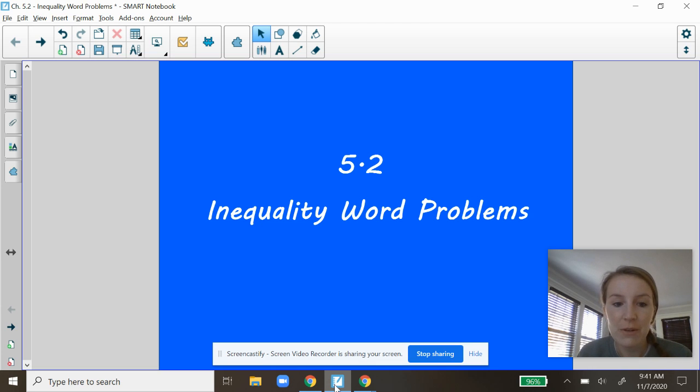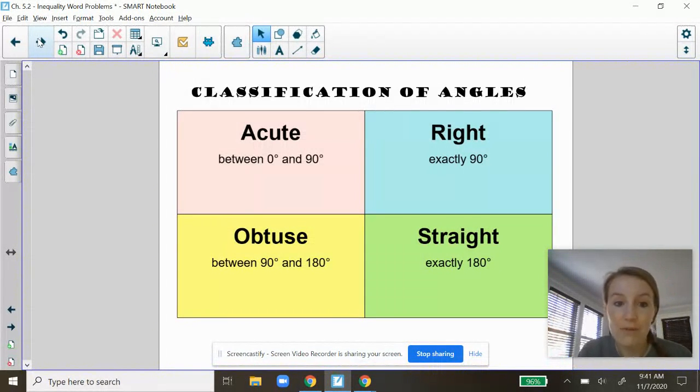In this video, we are going to look at inequality word problems. So we're going to take everything you already know about inequalities and how to solve them and apply them to some word problems specifically around geometry. Before we get started, let's review these 4 vocab words.